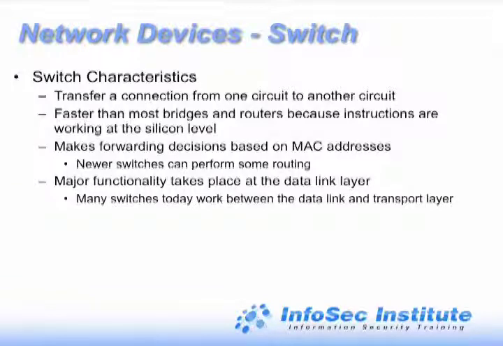Okay, switch characteristics. Transfer a connection from one circuit to another circuit. It's faster than most bridges and routers because instructions are working at silicon level. Makes forwarding decisions based on MAC address. And a major functionality takes place at the data link layer.